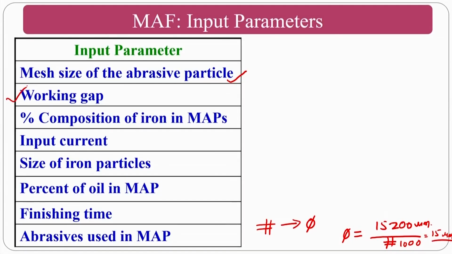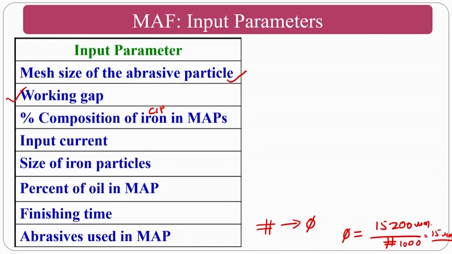At the same time, the percentage composition of iron particles, that is nothing but the CIP particles, because you require the chains to be formed. So, the chains to abrasive particles ratio should always be maintained. If your chains are more and abrasives are less, then also it will be a problem. So, your bonding strength will be very high. That means that the grade will be very high.